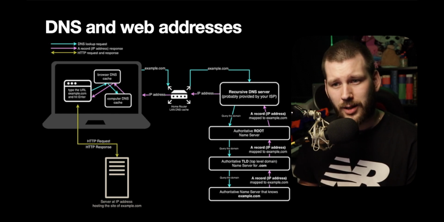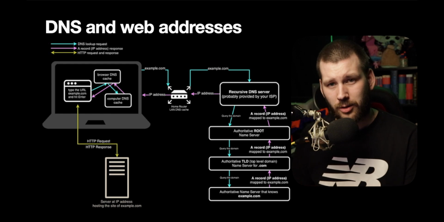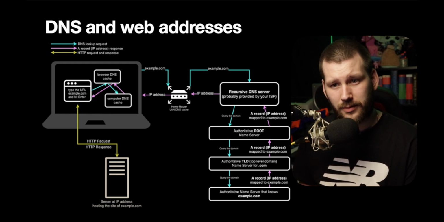If the information isn't in the browser's or the computer's DNS cache, a request will be sent to the root servers first, which are at the top of the top in DNS. Then a request will be sent about the TLD, or top level domain, in this case .com, to see who's hosting the example.com domain.